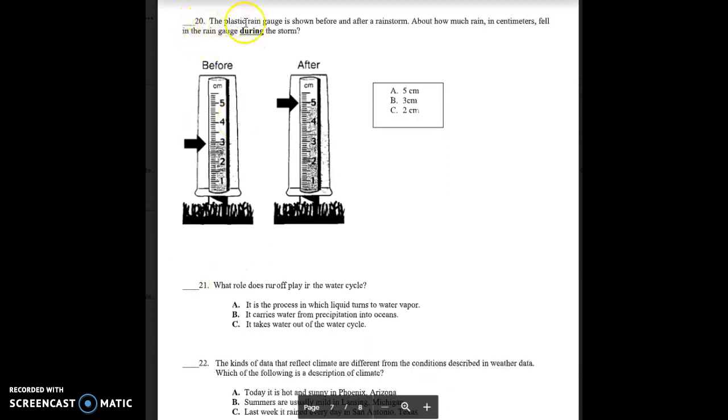Number 20. The plastic rain gauge is shown before and after a rainstorm. About how much rain in centimeters fell in the rain gauge during the storm? A. 5 centimeters. B. 3 centimeters. C. 2 centimeters. Number 21. What role does runoff play in the water cycle? A. It is the process in which liquid turns to water vapor. B. It carries water from precipitation into oceans. C. It takes water out of the water cycle.